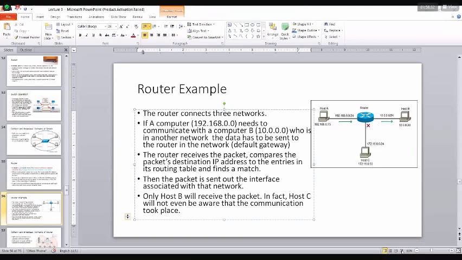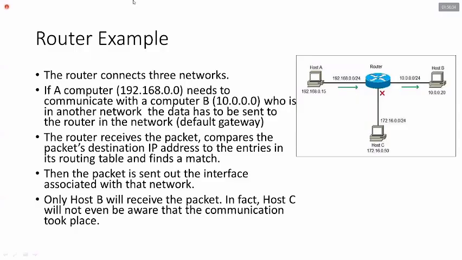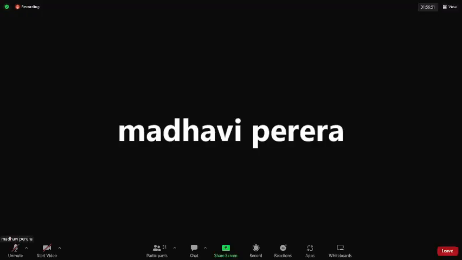Okay. So I told you that day, in that example also, if you want to go outside, if the computer knows that it has to go outside from the network, definitely it will send it to the router, right? So this router, we call it the default gateway, right? So usually when you make a network connection, you can see in your computers also. Wait, I will show you.